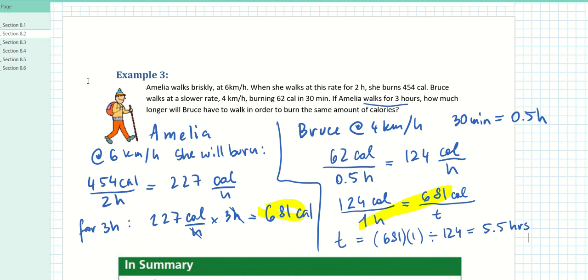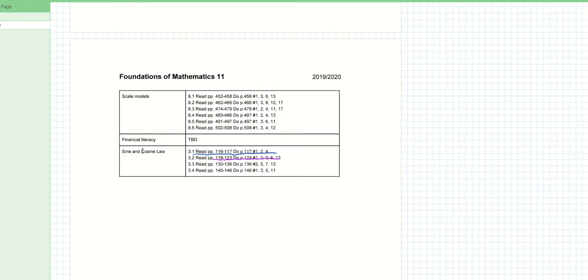So for homework, we're looking at scale model. We're in section 8.2. So make sure you read the examples, page 462 to 466, and do questions 1, 3, 8, 12, and 17.